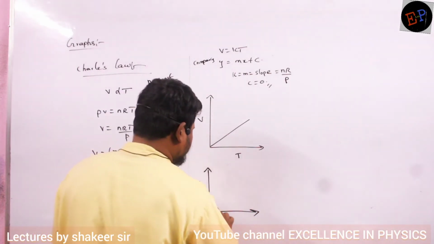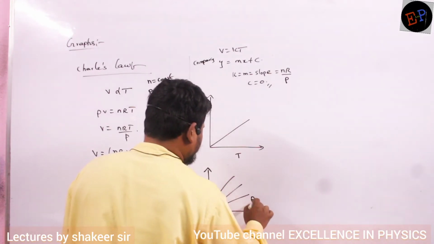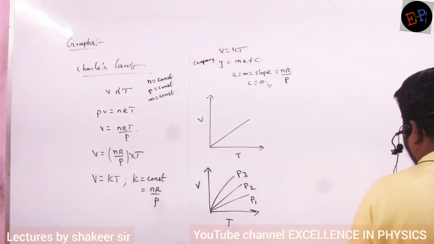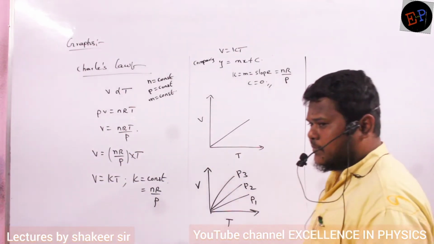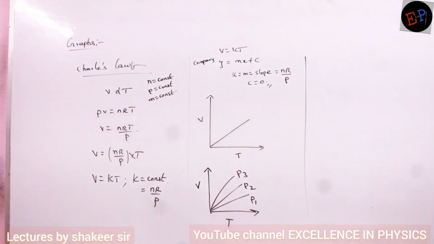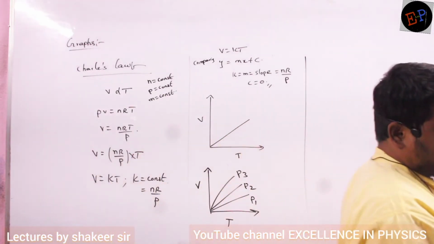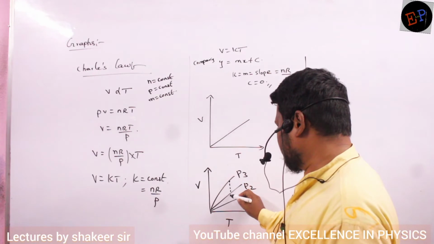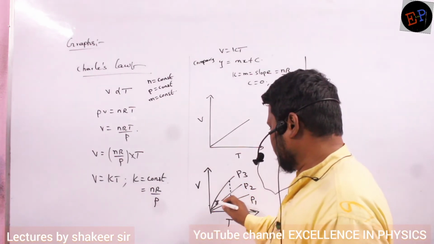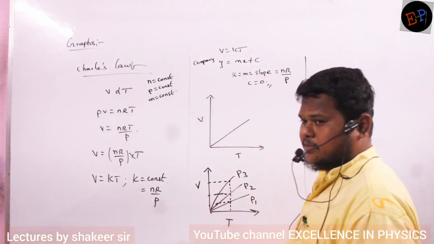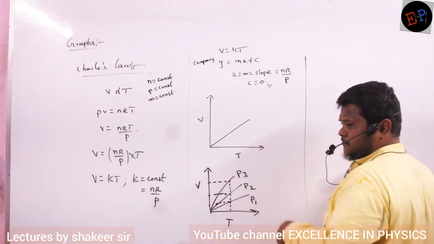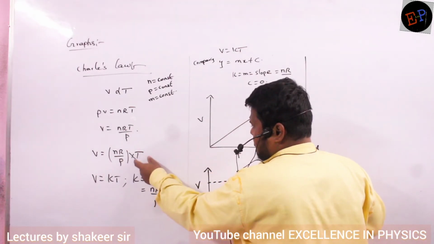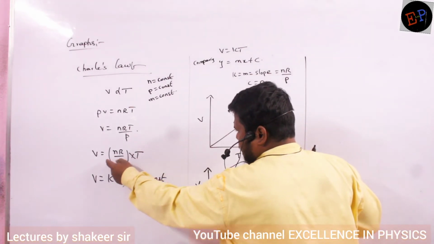Now if I draw the same graph for 3 different pressures: this is volume, this is temperature, first graph, second graph, third graph, P1, P2, P3. What is the relation between P1, P2 and P3? P1 is greater than P2 is greater than P3. How can you say? For example, if you take a particular temperature, there are 3 different volumes. Are you able to understand? At a particular temperature, volumes are different. Now go to the graph. See here, V equals nR by P multiplied by T at the same temperature. If pressure increases, volume should decrease, no?